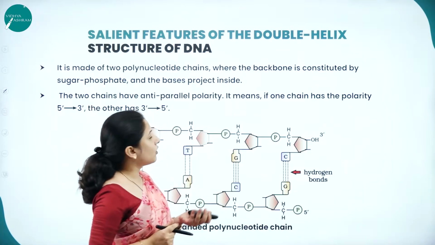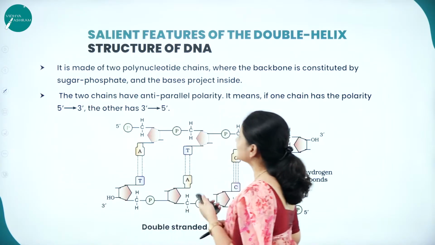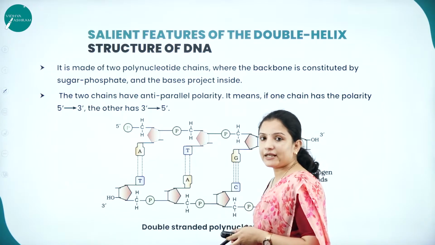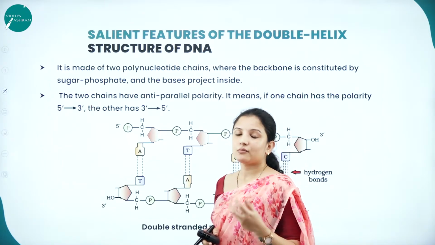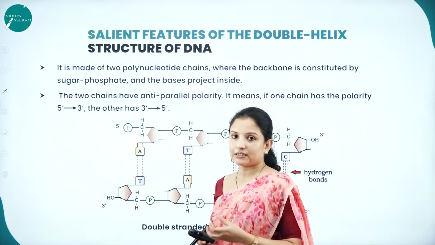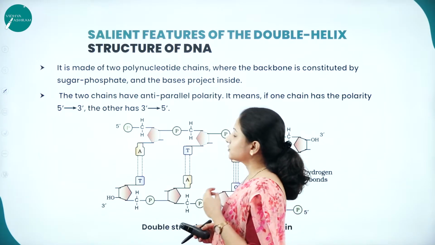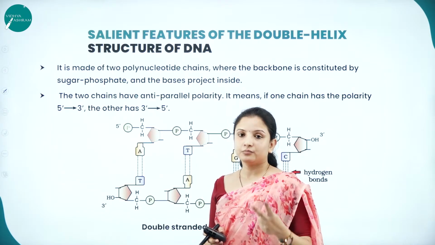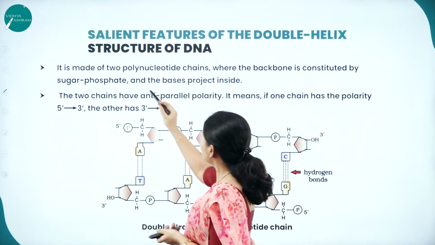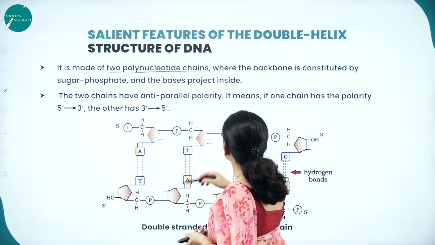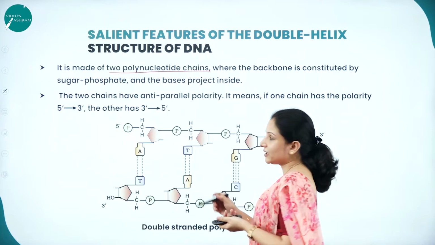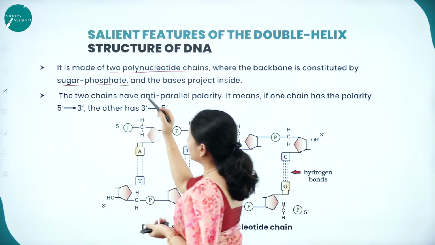So next, moving on, we shall study the salient features of the double helical structure of the DNA. What are the important characteristics of the double helical structure of the DNA? Double helical, so double, therefore it is made up of two polynucleotide chains, where the backbone is usually made up of sugar phosphate. That is true, right?